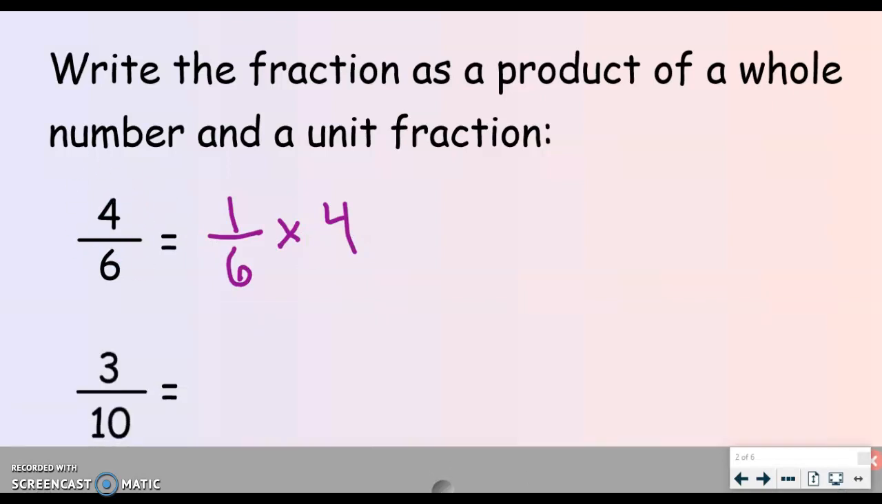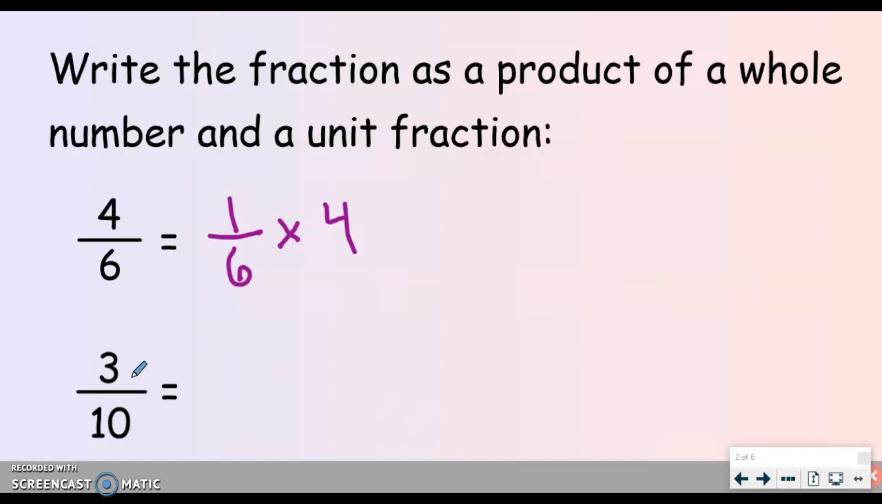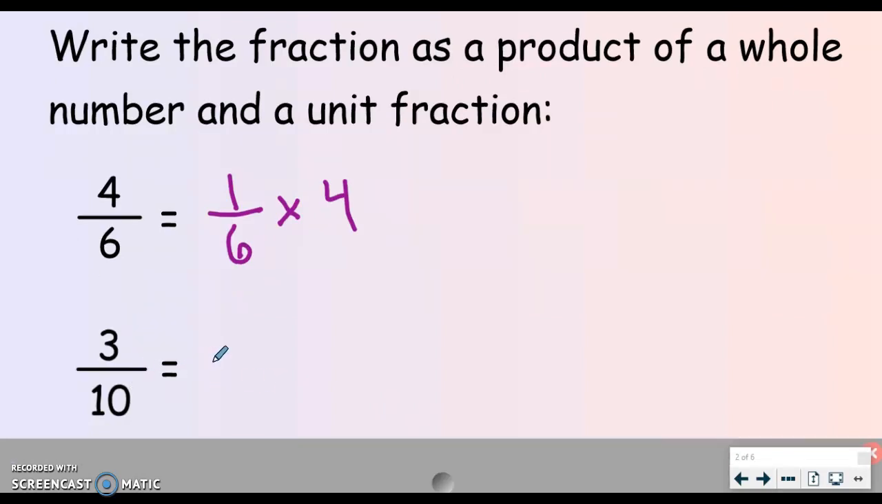Okay? And one more. If you need to pause the video, go ahead and write an equation to give us 3/10. Okay, so here I know my unit fraction would be 1/10, and I'm actually going to switch it up. I'm going to put my unit fraction over here, and my whole number would have to be 3. So 3 times 1/10 would give me 3/10.